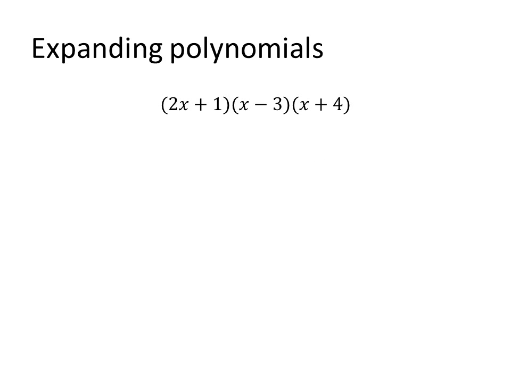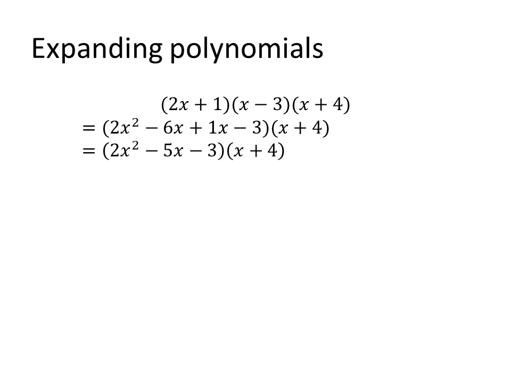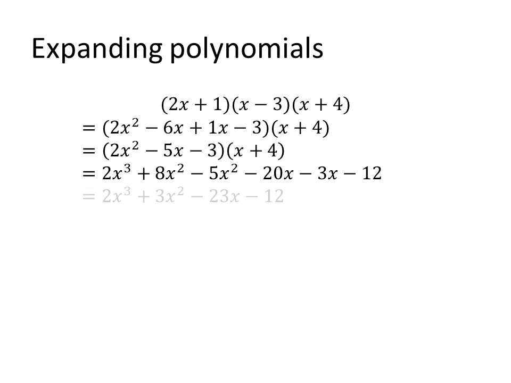We can also think about how the factors relate to the leading term and the constant term by expanding these polynomials. If we wanted to multiply and expand this polynomial, we would have to first multiply the first two terms, which would give us 2x squared minus 5x minus 3, and then we would have to multiply those two terms, which would finally give us 2x cubed plus 3x squared minus 23x minus 12.